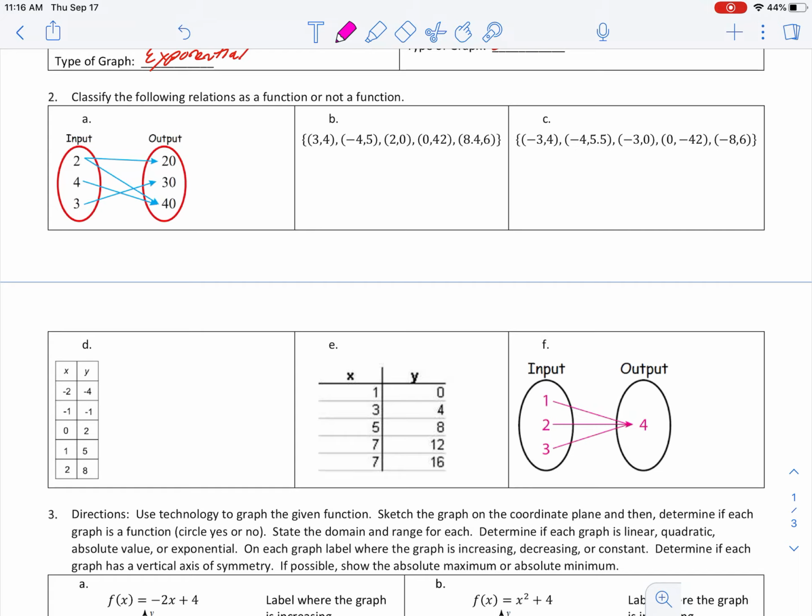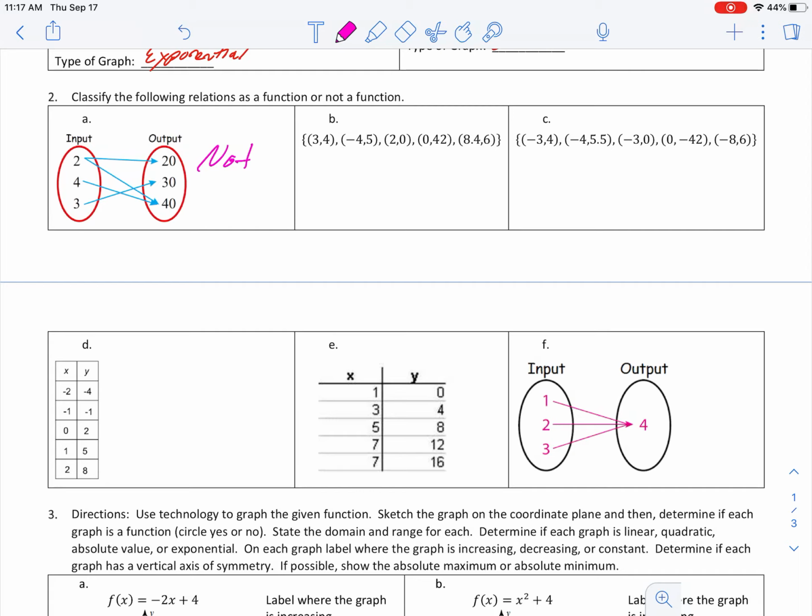Okay, question 2. Classify the relations as functions or not. Okay, letter A. Looking at this mapping diagram, I'm looking at the domain always and seeing if anything's getting repeated with an extra output there. 2 is going to 20, 2 is going to 40. That cannot happen, so this is not a function.